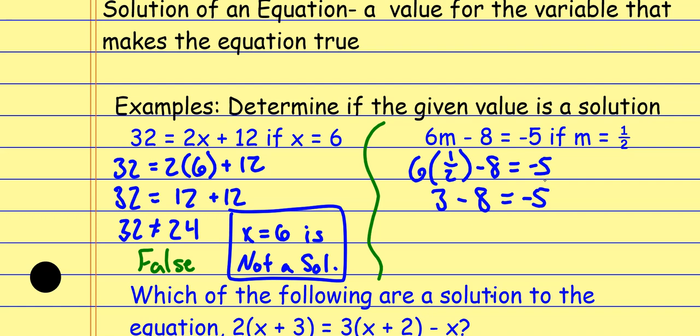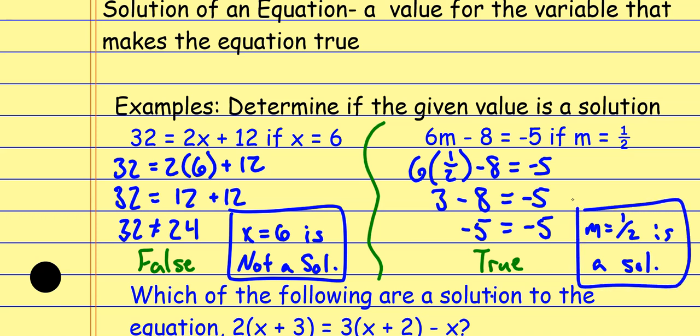And now 3 minus 8 is a -5. So here I have a true statement, -5 equals -5. This is now a true equation. Since it's a true equation, it means that m equals 1/2 is a solution. And it's a solution because when I plugged it in, the equation went from being an open equation to a true equation. Okay?